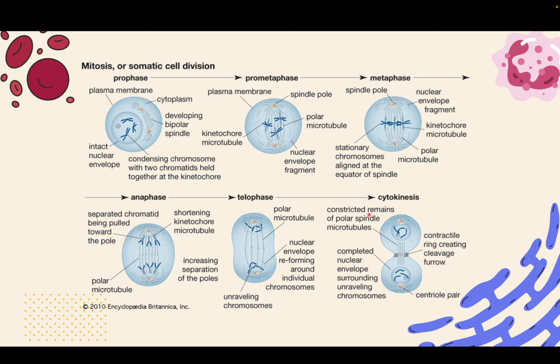So just as a summary, you have a very good figure here. So please take note of the key things that are happening, or how the structures and associated organelles are involved from prophase until the cell produces two daughter cells.